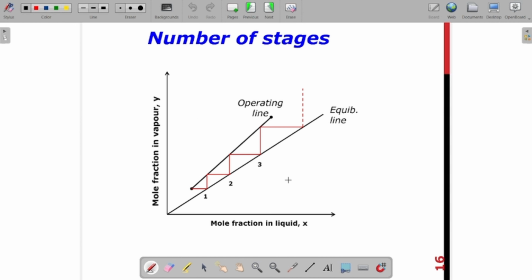So this is absorption. If you want to determine the number of stages, we start from the bottom here. This is the operating line and the equilibrium curve. This is the operating line. So you start from here, then you move it like that. So each full triangle becomes what?